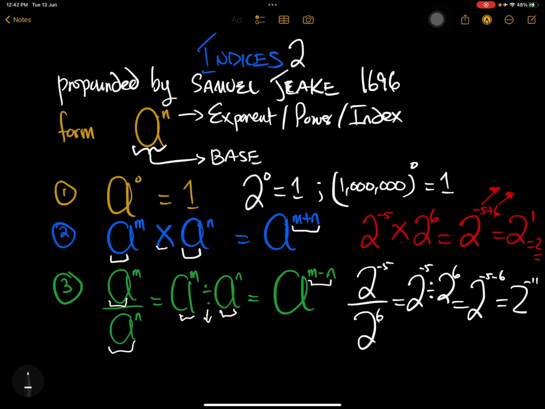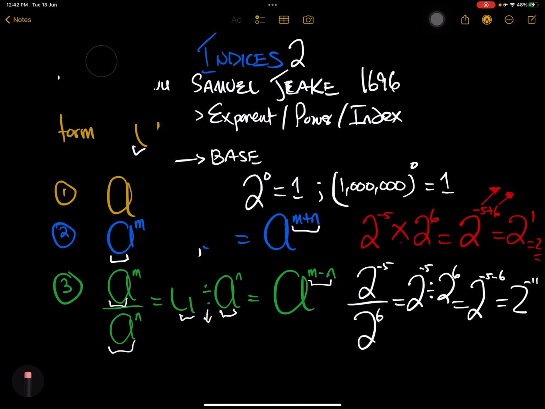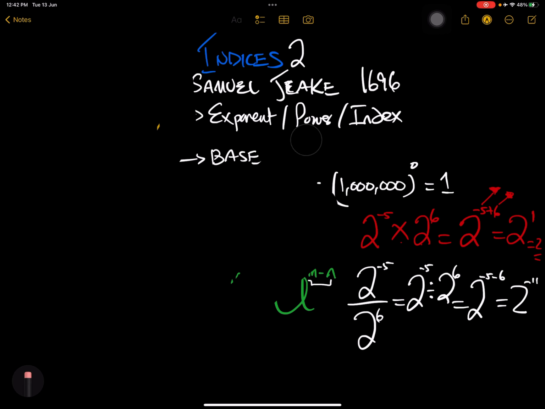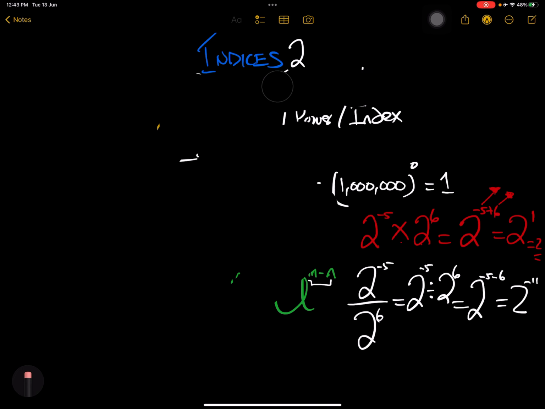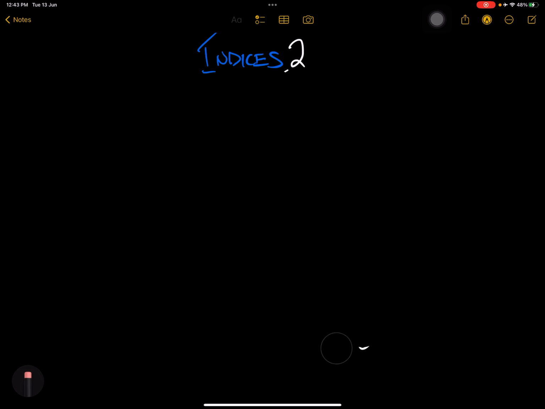Today we are going to continue with some of the rules of indices. The fourth rule, we're shortly going to get there. Let me clean this board quickly, and then we jump right in.